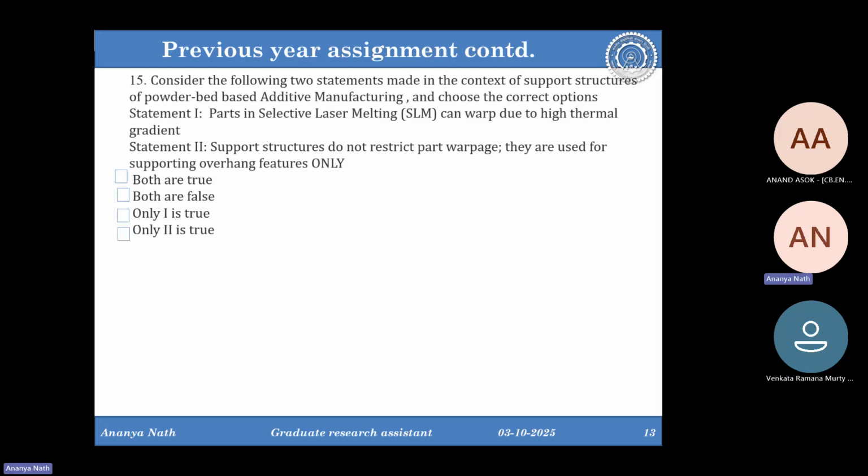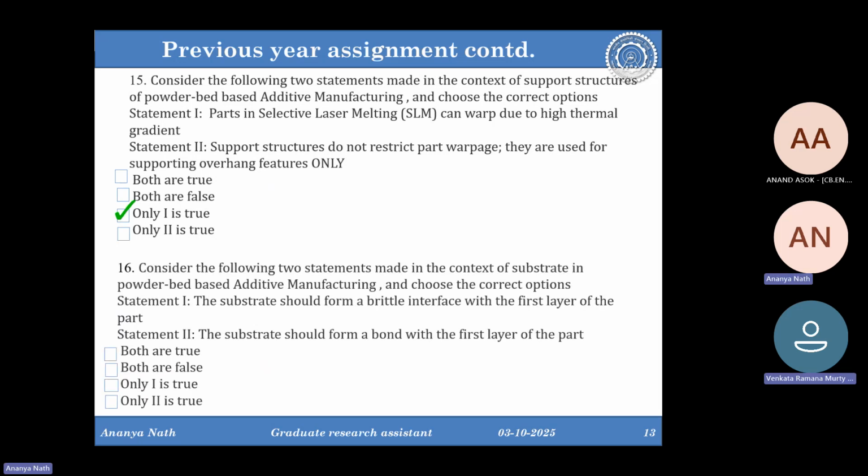Consider the following statements. One: parts in SLM can warp due to high thermal gradient. Two: support structures do not restrict part warpage; they are used for supporting overhang features only. The support structure also restricts the part warpage. So they are not only used for supporting the overhangs. Supports are also used for dissipating the heat so that warpage will not be there. Only one is true.